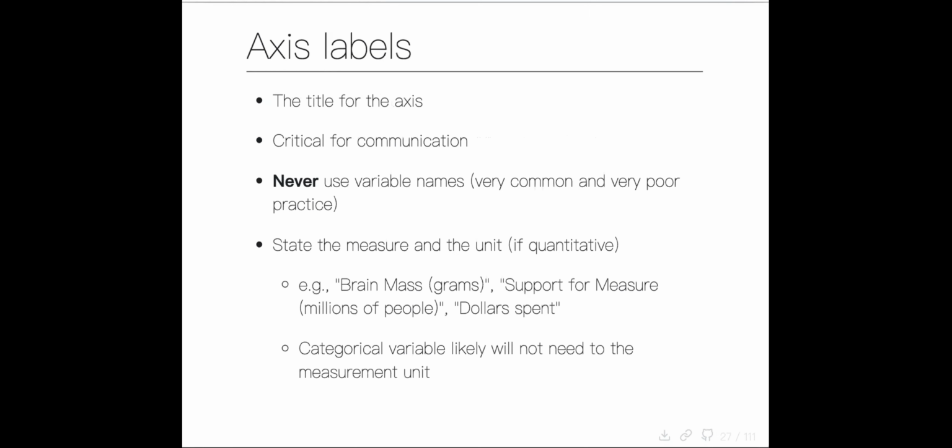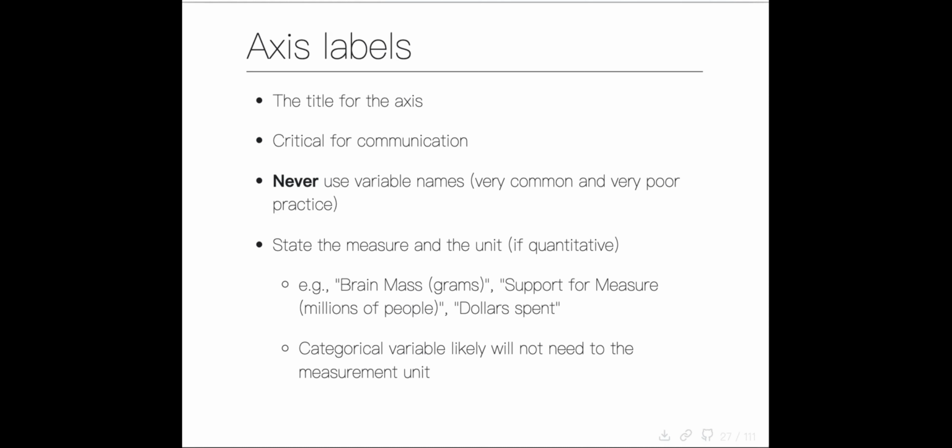All right, axis labels. This is all in the same vein. The label of the axis is the title for the axis. This is very regularly critical for communication, and you should really never use variable names for the x and y axis if your purpose is communication. Again, that's totally fine for exploratory work, but once you get to communication, you should change the variable name on the axis title to be descriptive. What is it really? What is that axis representing?